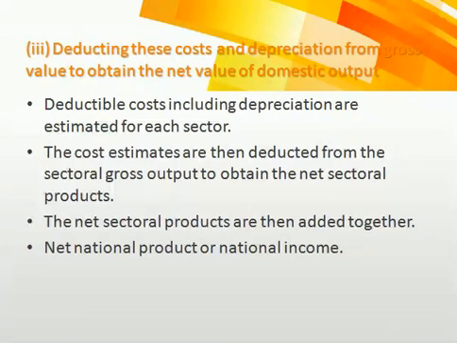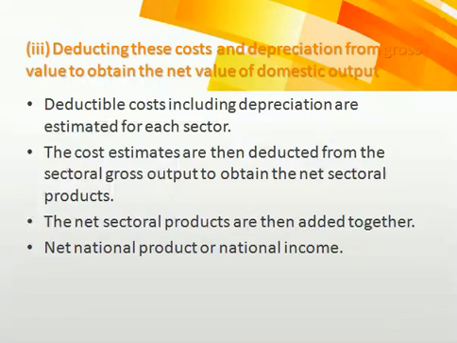The final step in this method is deducting these costs and depreciation from gross value to obtain net value of domestic output. Deductible costs including depreciation are estimated for each sector. The cost estimates are then deducted from the sectoral gross output to obtain the net sectoral products. So in the first step, we have calculated what is the income from different sectors. Second step, we have calculated what is the cost of manufacturing those goods and services. In the third step, we are deducting these costs along with depreciation from the income. So by this we are getting the net sectoral products. Then these net sectoral products are added together, and net national product or national income is obtained.